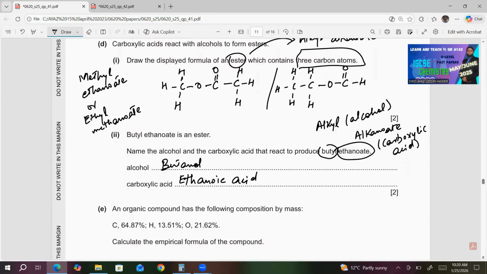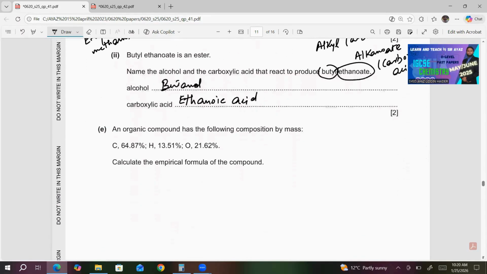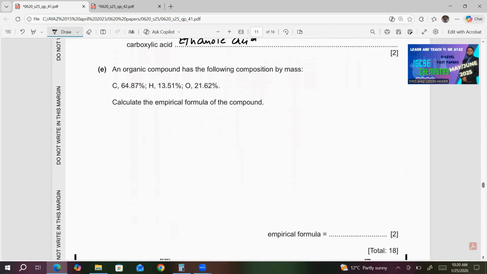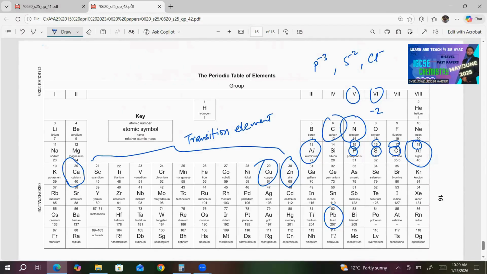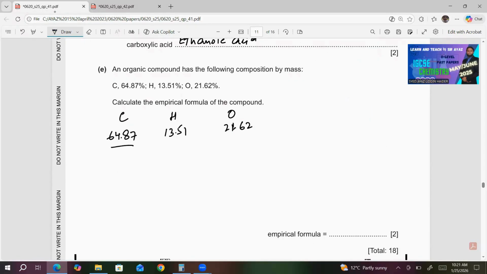E. An organic compound has the following composition by mass. Calculate the empirical formula of the compound. We have C, we have H, and we have O. For C, we are having 64.87%. For hydrogen, it's 13.51. For oxygen, it's 21.62. So first step, you need to divide it by the AR. AR is 12 for carbon, 1 for hydrogen, and 16 for oxygen.